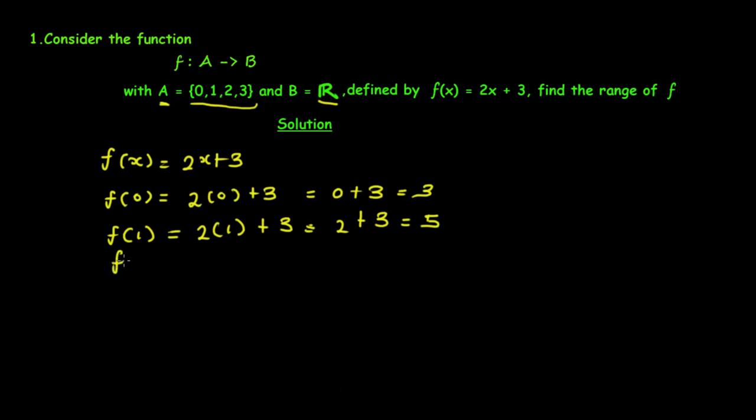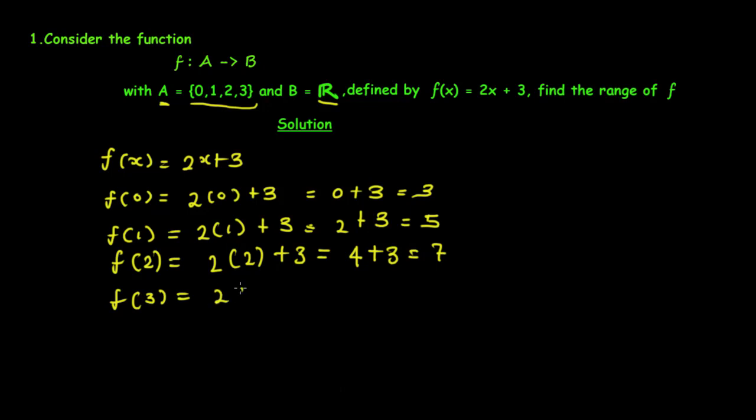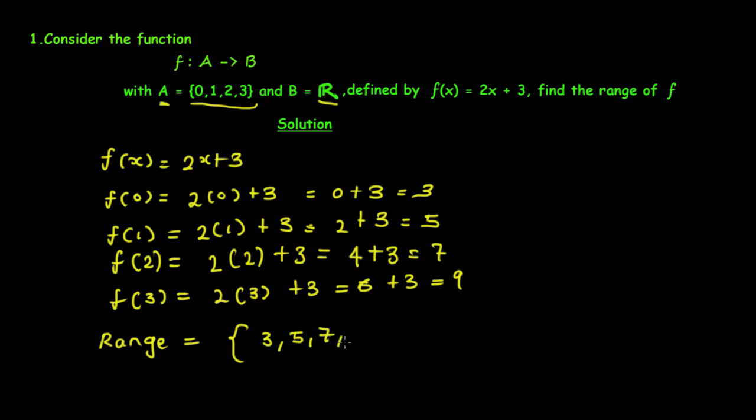The next one is 2. So f of 2 is equal to 2 times 2 plus 3, which is equal to 4 plus 3. This is 7. And finally, our last input value is 3. So f of 3 is equal to 2 times 3 plus 3, which is equal to 6 plus 3, which is equal to 9. So you can see that these are the output values we've gotten. So that means the range will be equal to {3, 5, 7, 9}.